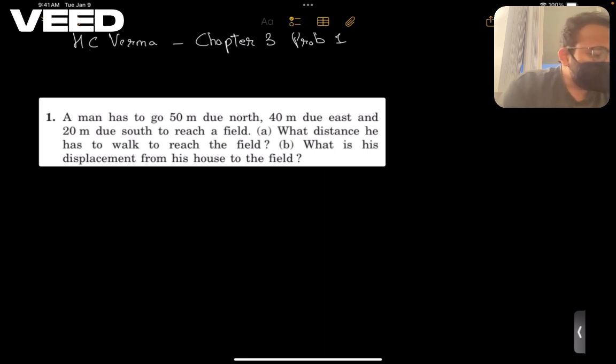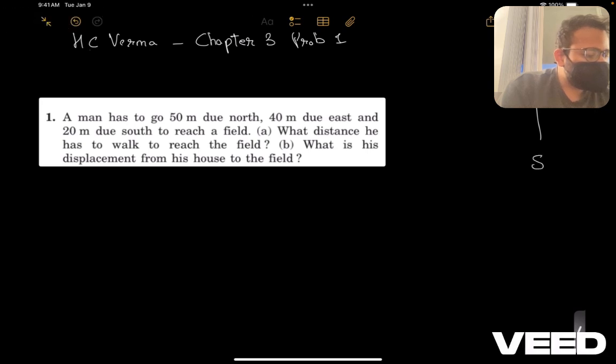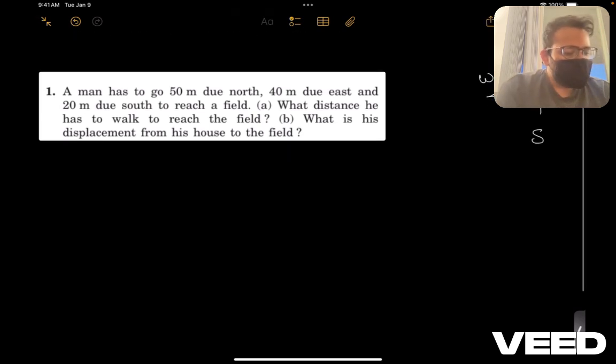So what we'll do, we'll first define east, west, north, south. The upper direction, I am assuming, is north. The downward direction is south. The direction to the east, to the right, is east, and the direction to the left is west. So now, first let's solve part A.